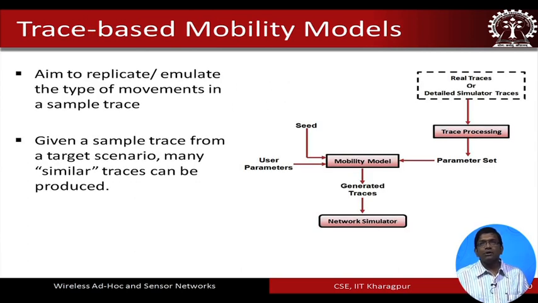Trace based mobility models, as I told you before, extract or generate traces from the movement of nodes in real life. They aim to replicate or emulate the type of movements in a sample trace. Given a sample trace from a target scenario, many similar traces can be produced. So, this is an observation. You have a repository of real traces.